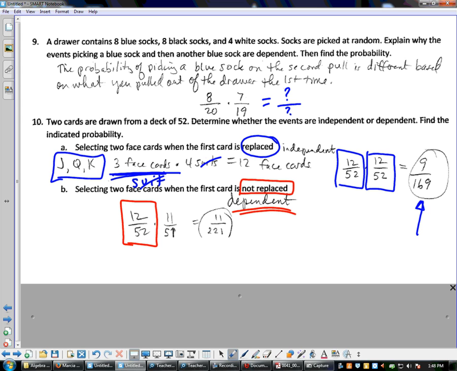But the second time we draw, since we did not put the card back, we're down to 51 cards in the deck, and 11 of them are going to be face cards, right? Assuming that we pulled a face card the first time. So we get 12 over 52 times 11 over 51. That reduces to this fraction of 11 over 221.